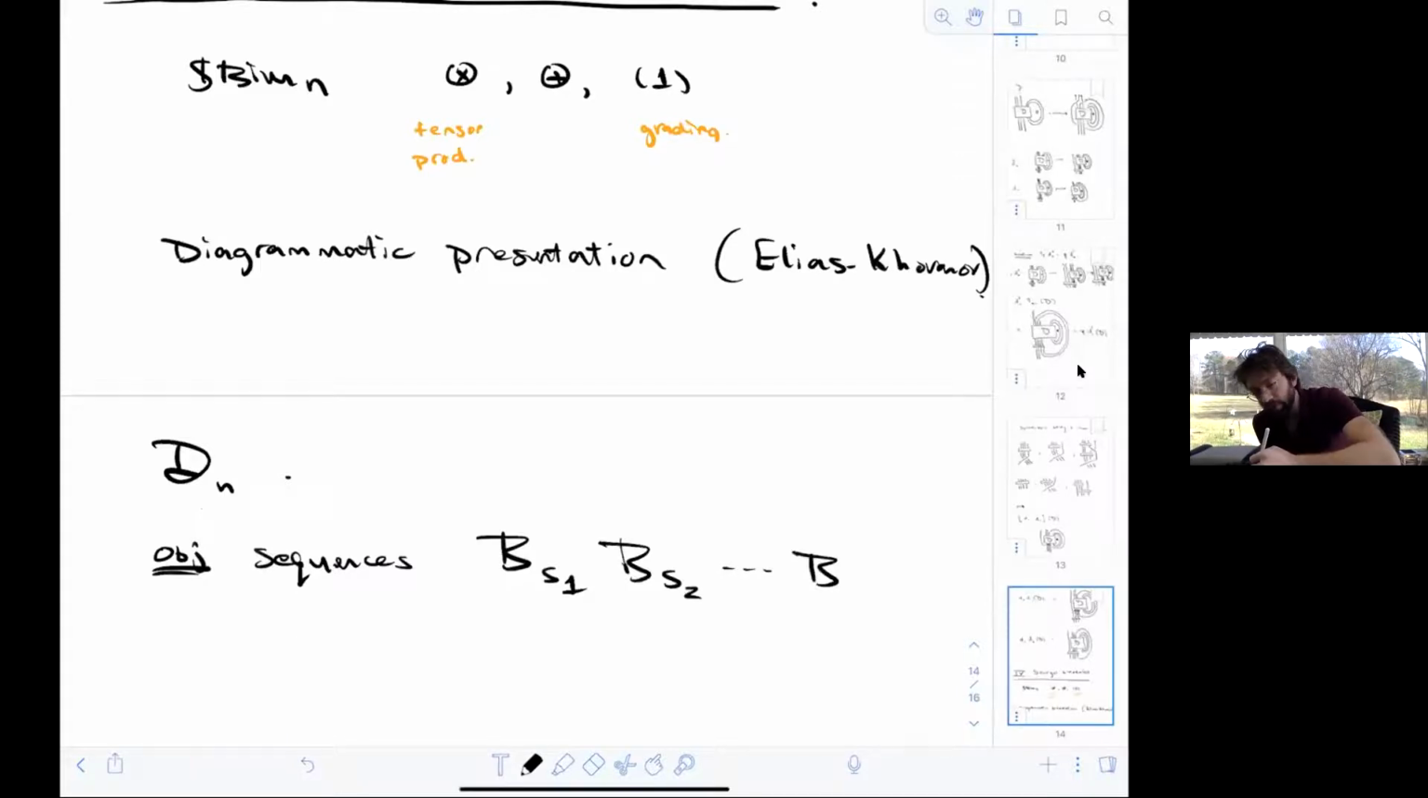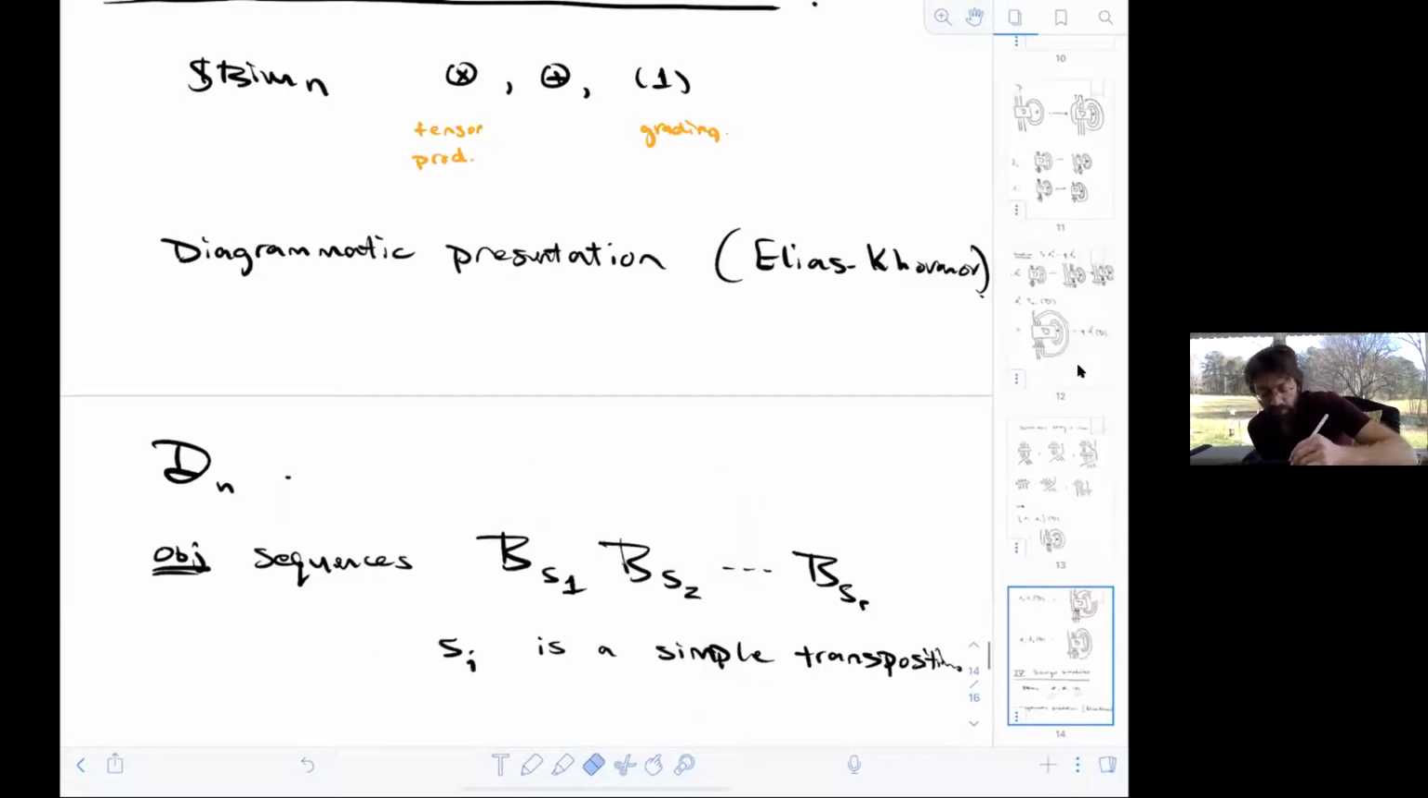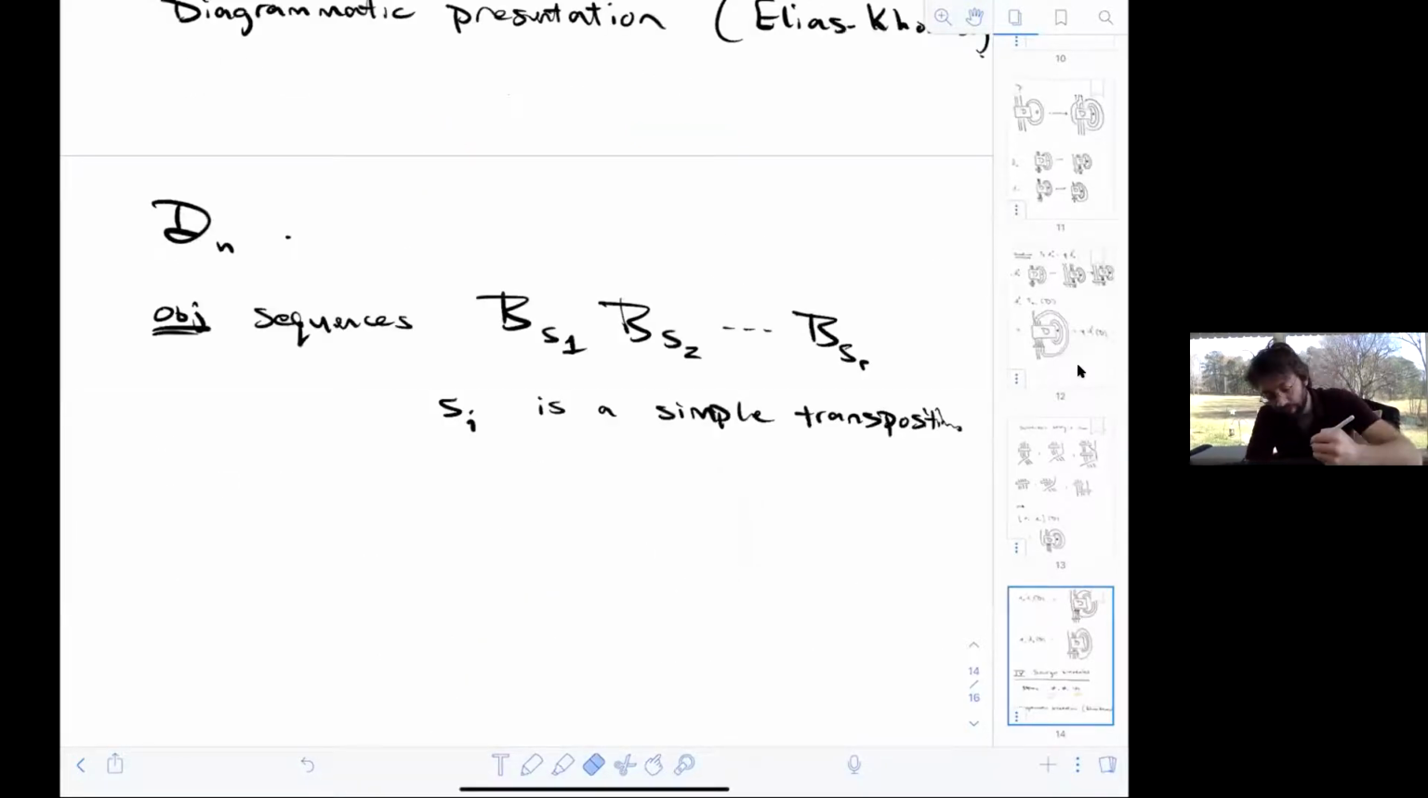So just like an element of the Hecke algebra could be thought of as formally generated by these T_i's, this category is formally generated by B_i's, where each one of these guys is a simple reflection, a simple transposition in the symmetric group. And typically, each simple transposition is indicated by drawing a color.